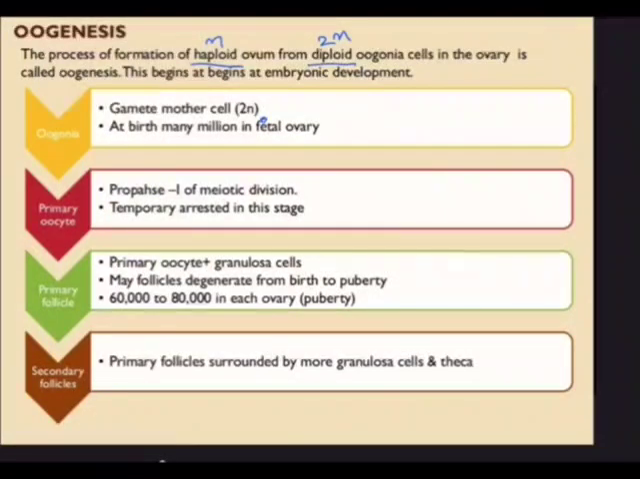This process of formation of the haploid ovum from diploid ovarian mother cells in the ovary is called oogenesis. It begins, as I said, in a female at the embryonic development stage, and physically and physiologically we see this process taking place in a girl at the age of around 9 to 10 years, and we say the girl is biologically matured.